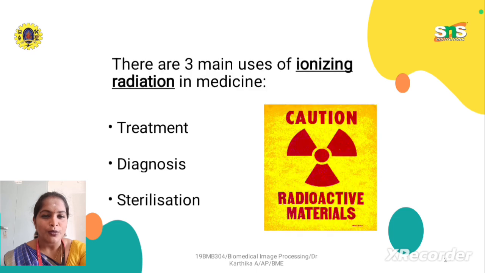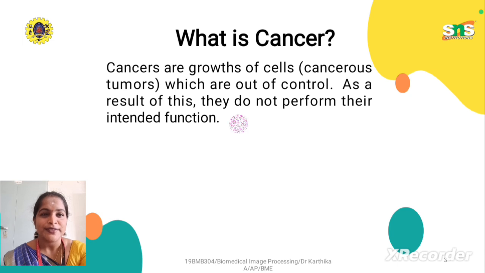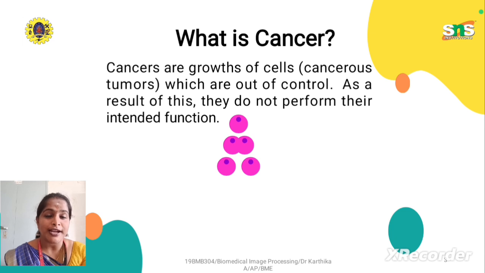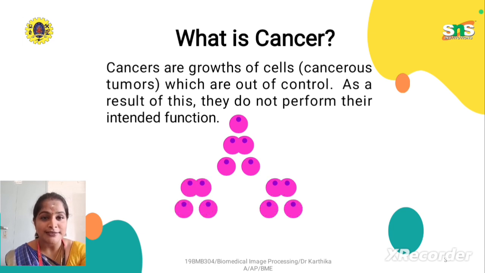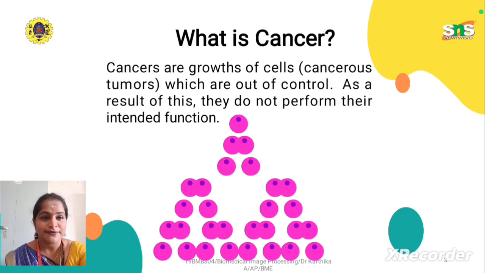First of all, what is cancer? How do we use ionizing radiation for the treatment of cancer? We know that cancerous tumors are out of control growth of cells. As a result of this, they do not perform their intended function. This cancerous cell growth leads to malfunction of our normal cells. By treating this cancer, ionizing radiation plays a vital role. See the diagram. See the cell arrangement. The growth of cancerous cells leads to the malfunction of our normal cells.